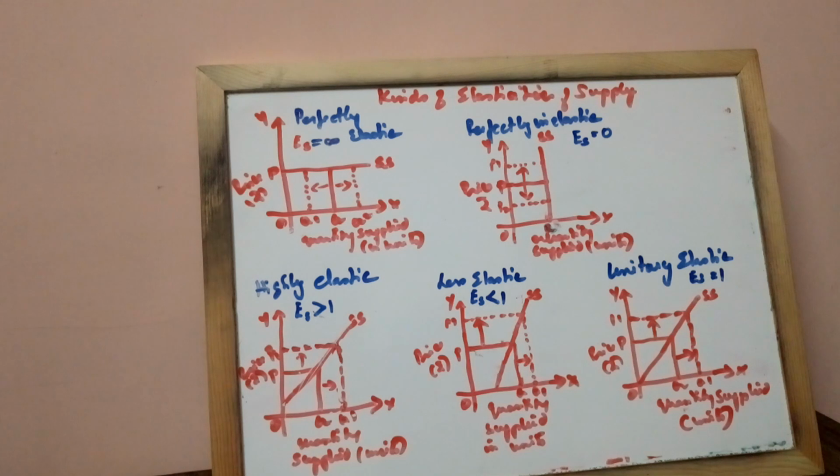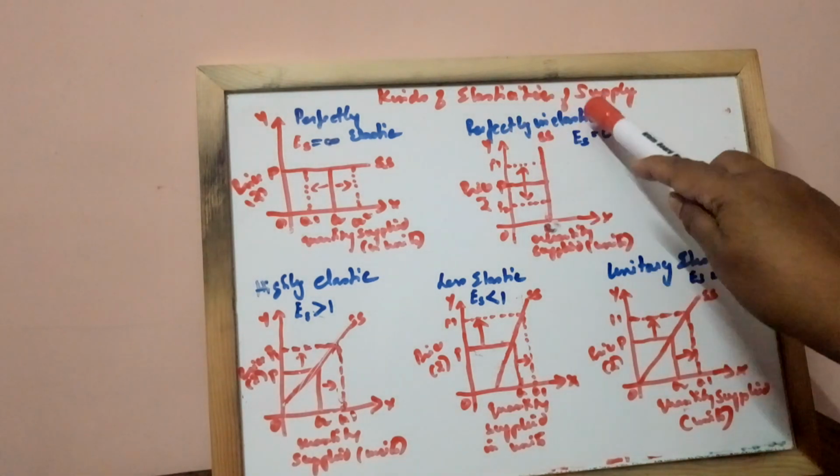Example, at rupees 30 per unit, 100 units are supplied. Then for the same price 200 units are supplied. Same price 300 units are supplied. So the quantity supplied can be OQ, OQ1 or OQ2 at the same price OP. So it is perfectly elastic supply, but this is an imaginary situation only.